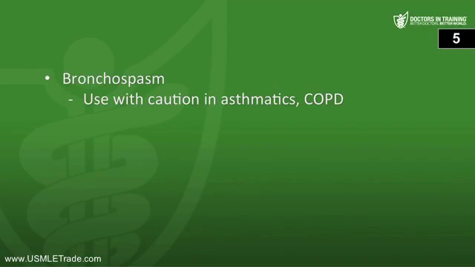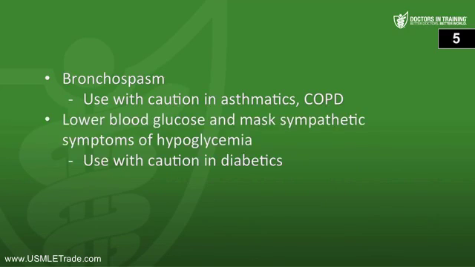First, we have that bronchospasm or bronchoconstriction. So you never want to give a non-selective beta blocker to someone who has uncontrolled asthma or COPD. And in general, you probably want to use caution with all beta blockers in these patient populations. Next, beta blockers can lower the blood glucose, maybe slightly. Probably more importantly, they can mask the sympathetic symptoms of hypoglycemia. So you need to use caution when you're giving these beta blockers to diabetic patients.